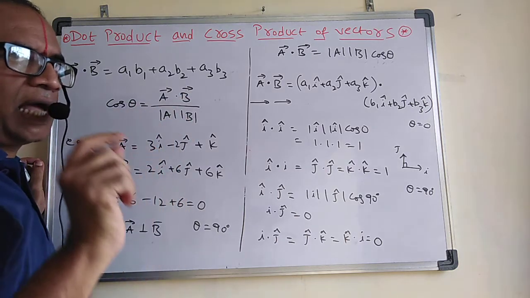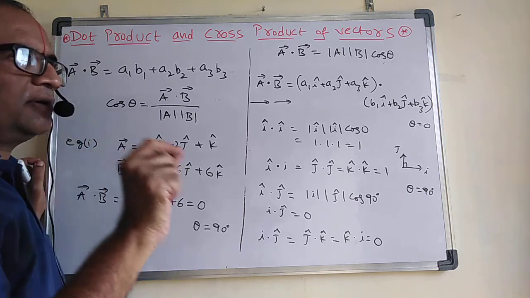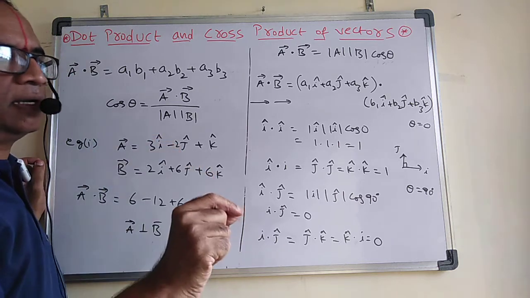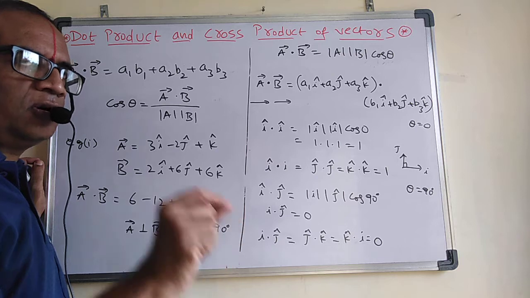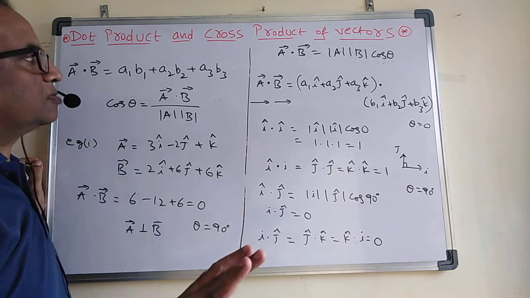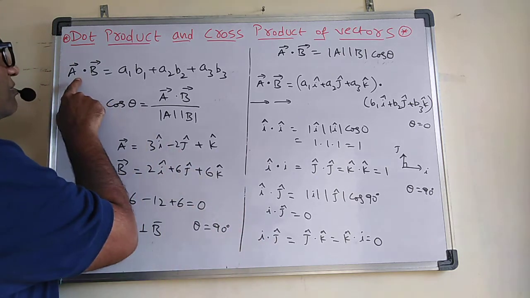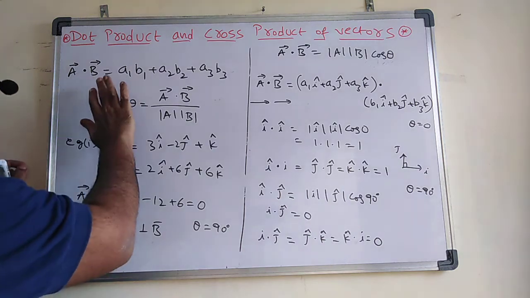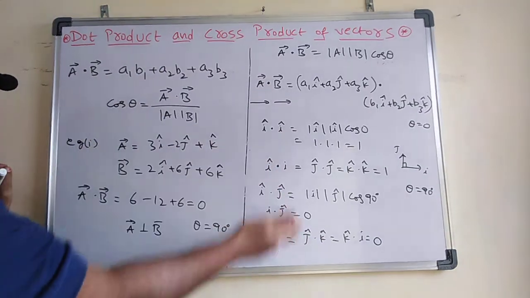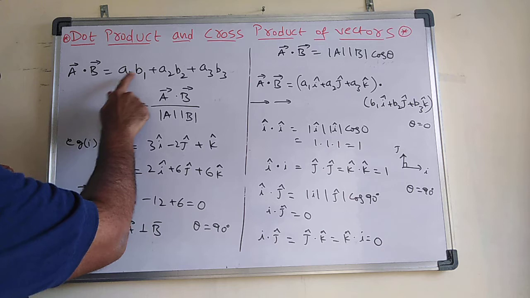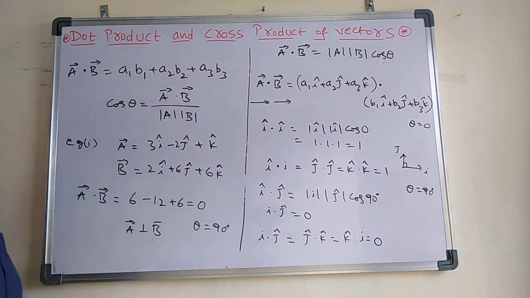I think you know how to calculate modulus of A, that is root over A1 square plus A2 square plus A3 square. And modulus of B is root of B1 square plus B2 square plus B3 square. And here you also can find the A dot B. So you can use this direct formula instead of every time multiplying like this: A1 B1 plus A2 B2 plus A3 B3.